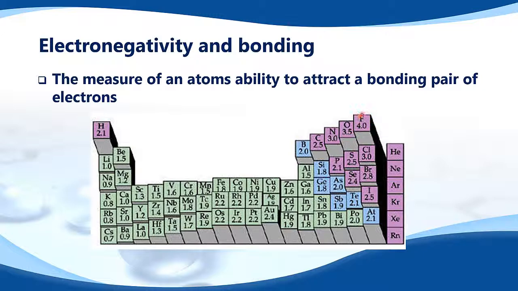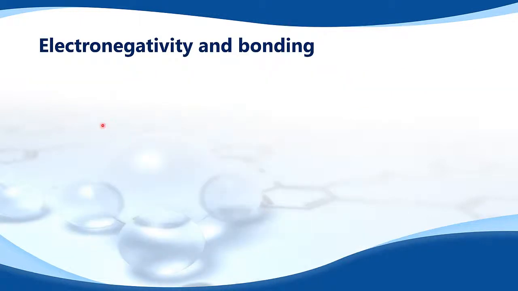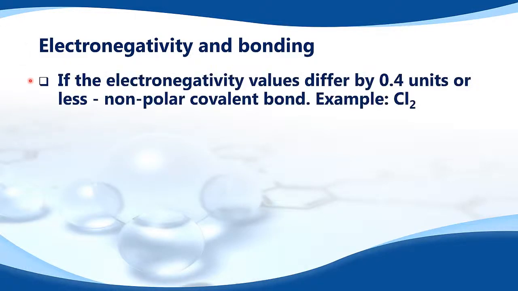Fluorine is the most electronegative element, and cesium is the least. As you go down a group, electronegativity decreases. As you go from left to right across a period, electronegativity increases. So what effect does electronegativity have on bonding?